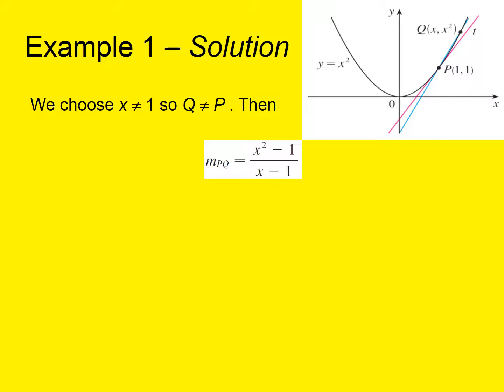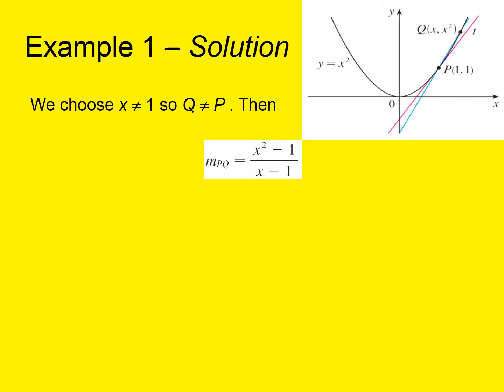And so we're going to pick a point, actually several points, such that x is not equal to 1, making Q not equal to point P. And so the slope is going to be y2 minus y1 over x2 minus x1. Okay, that's the slope of the blue line.